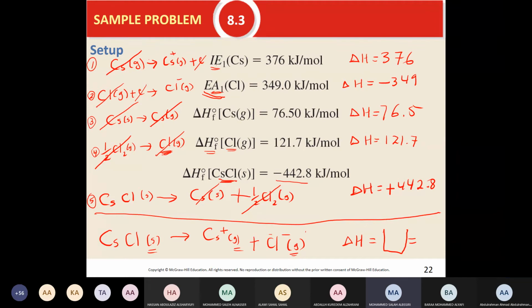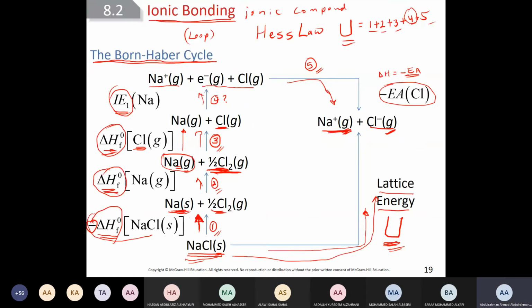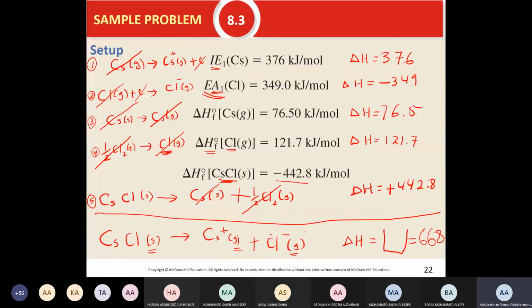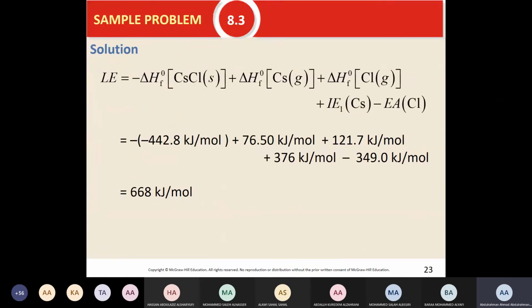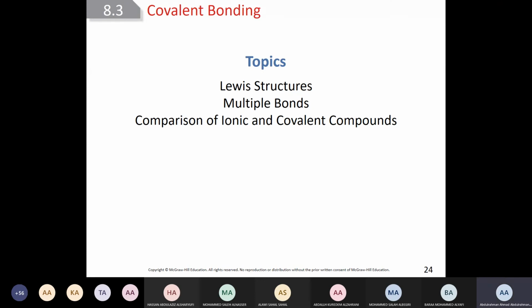Six 38. Six what? 38. No. Recalculated. 668. 668. 667. Born-Haber cycle now. The old Born-Haber cycle, the one we are looking at. That's the question that we did, and the answer is 668. Good. Okay, let's move on.